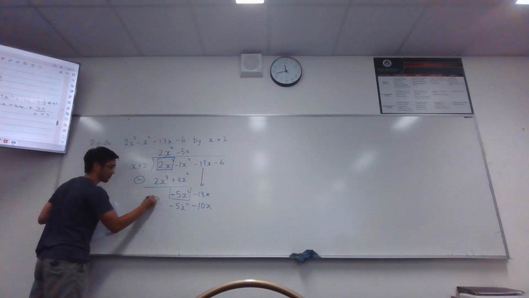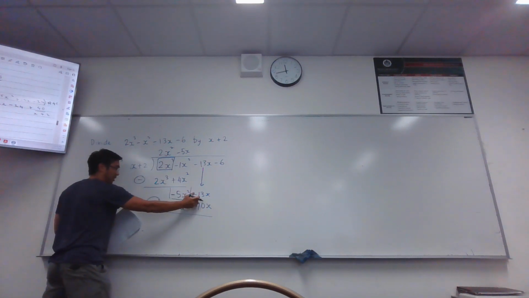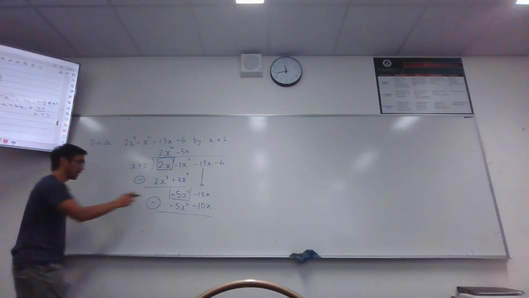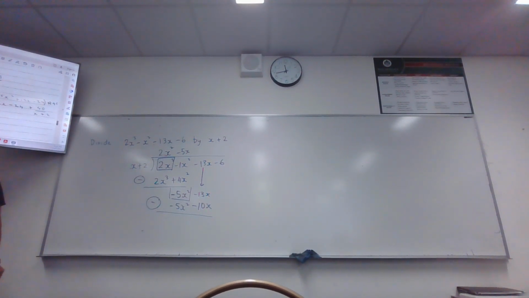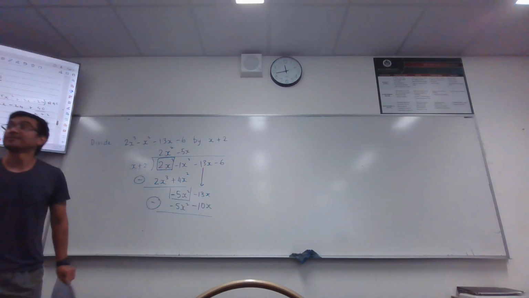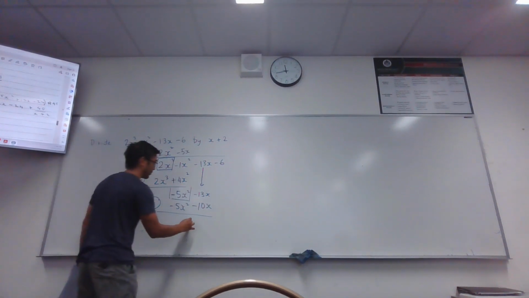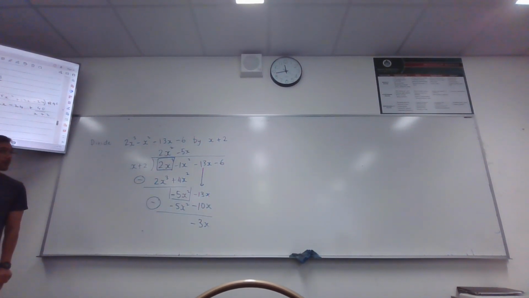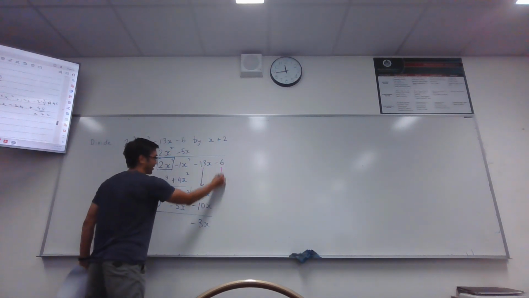Same operation as before. These will cancel out. Negative 13, take 10. Nathan. Negative 13, take 10. Negative 3x. Okay. Next step, Perry.